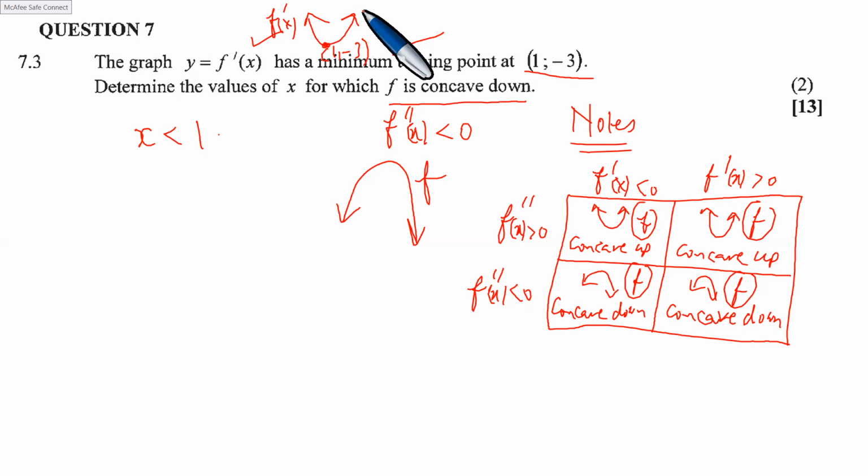So how does that relate to the graph of f? The graph of f should be somehow like this, and therefore the values of x for which it is concave down will be essentially when x itself is less than 1. Think about this and make sure you understand that. Next one.